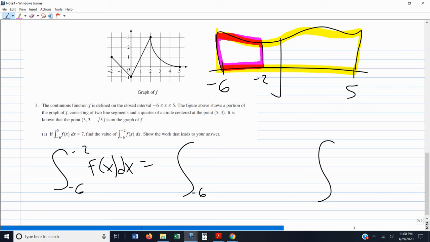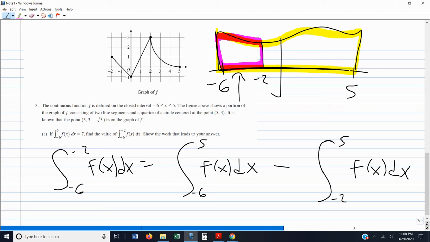Because you know the area from -6 to 5, but you only want the area from -6 to -2, this is going to be a subtraction problem. In order to get the area from -6 to -2, you can start with the whole thing, which is in yellow, the area from -6 to 5, and then you would take out the area from -2 to 5. So you're starting with this big piece, which is in yellow, and you're taking out the area from -2 to 5, and that's going to leave you with the area from -6 to -2.